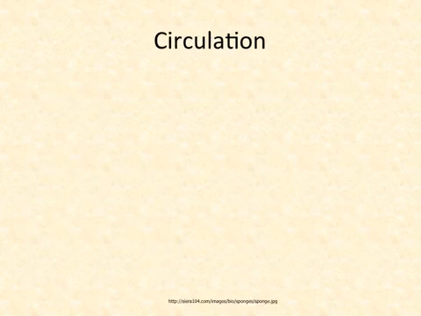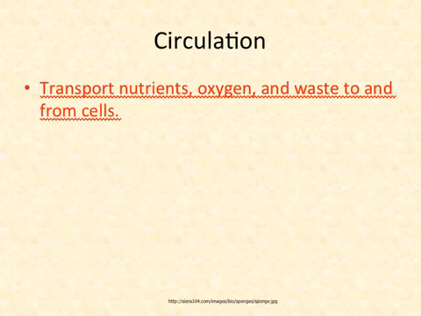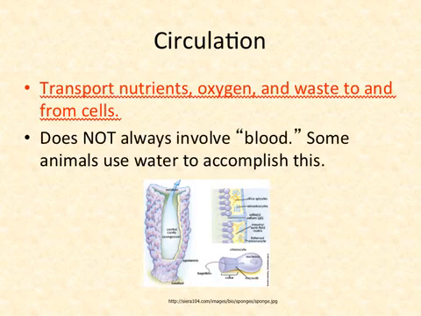The third survival characteristic that all animals need to do to survive is circulation. At its simplest, circulation means to transport nutrients, oxygen, and waste to and from cells. This does not always involve blood. Some animals use water to accomplish this. And again, our example on the bottom is the sponge. The sponge does not have blood. If you cut it, it would not bleed. It uses water, the water surrounding it, to transport nutrients, oxygen, and waste.